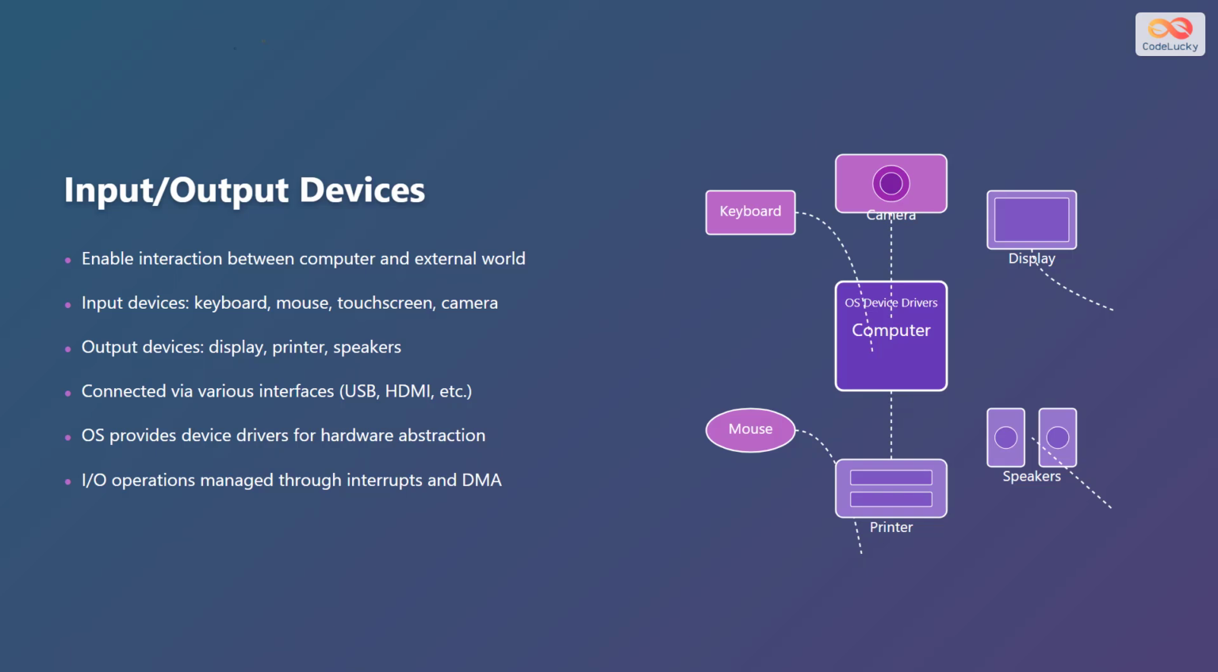I/O operations are managed through interrupts, which signal when a device needs attention, and direct memory access, or DMA, which allows devices to transfer data directly to memory without involving the CPU.